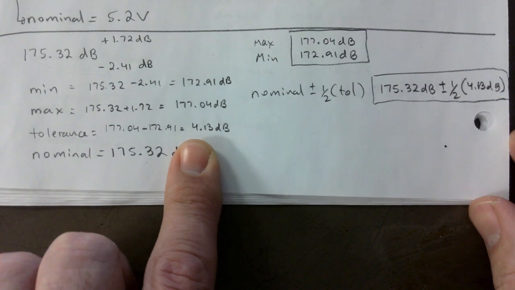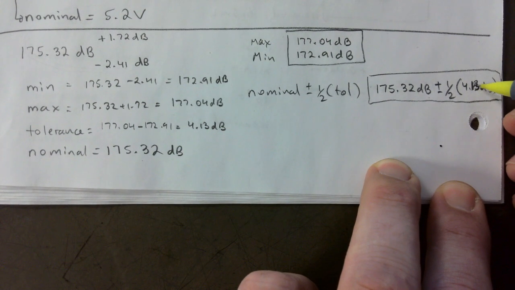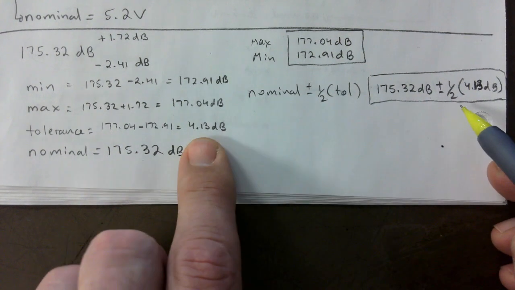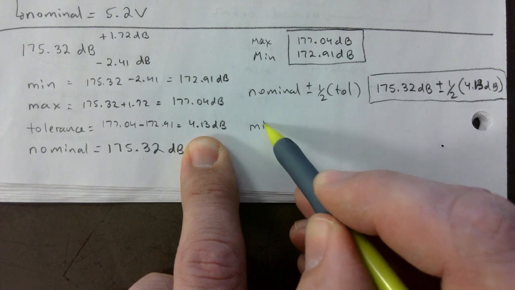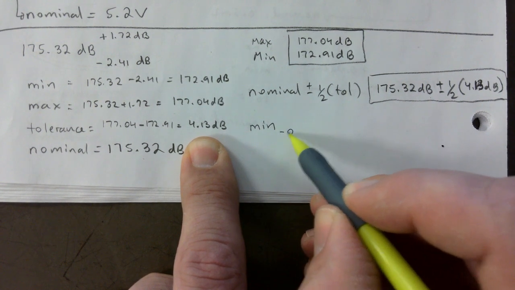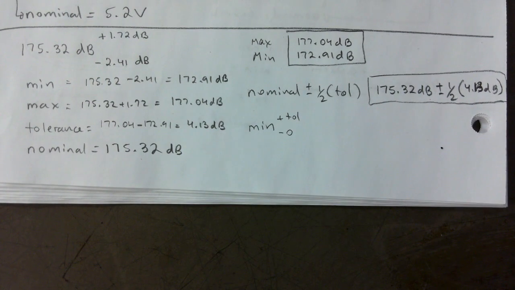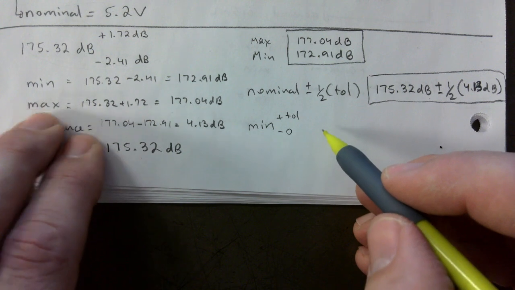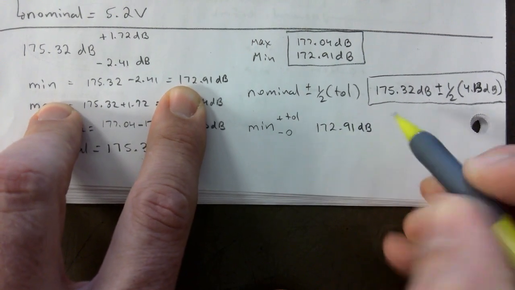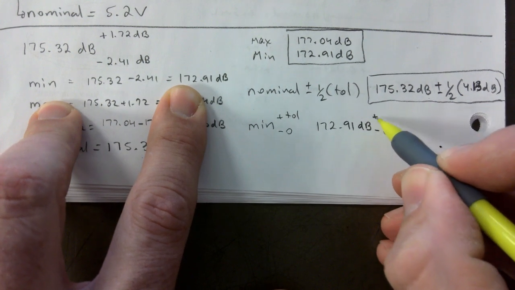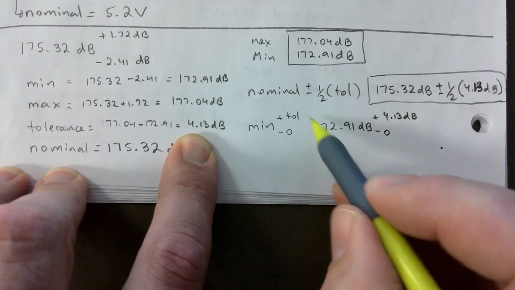Oh, can't see that there, but that's 4.13. Make sure you get that right, so you're not confused as to where I got that from. The next format is min minus 0 plus tolerance. This should be on your study sheet, okay? You shouldn't have to memorize this. So you go grab your min, which is 172.91. Don't forget your units. Do not lose marks because you're not putting units in. That'd be too bad, all that work.